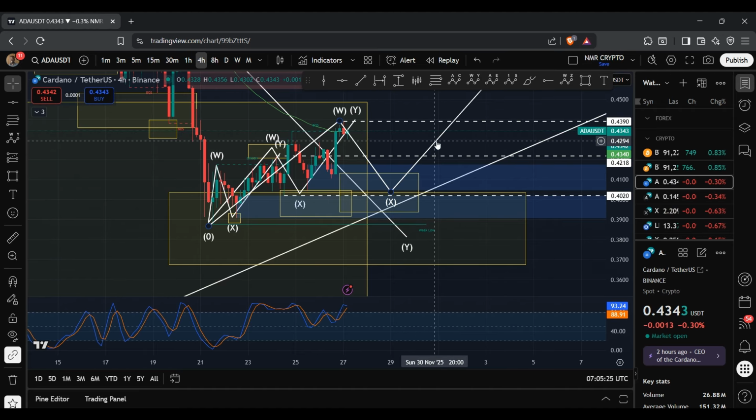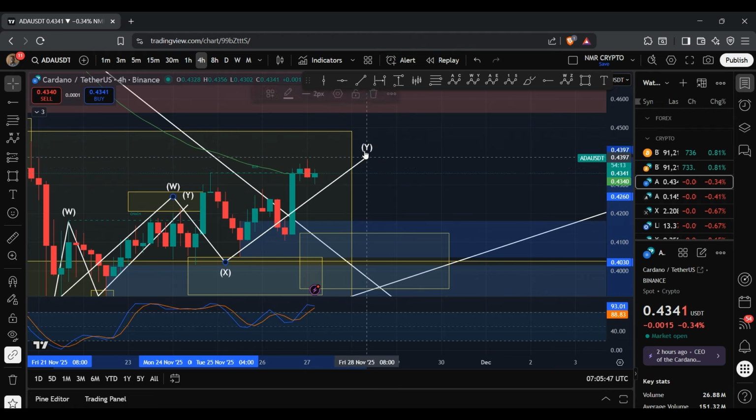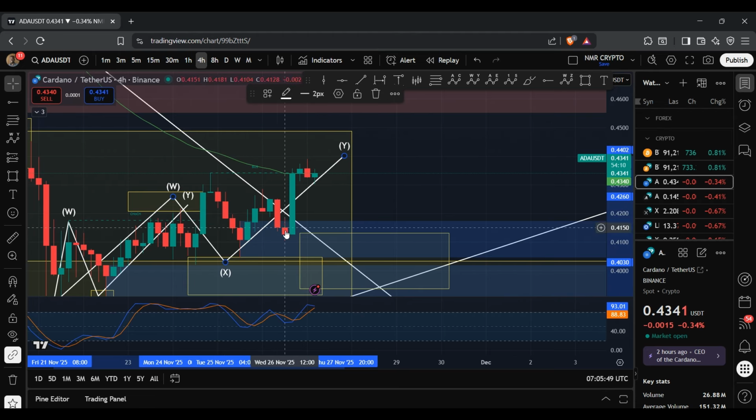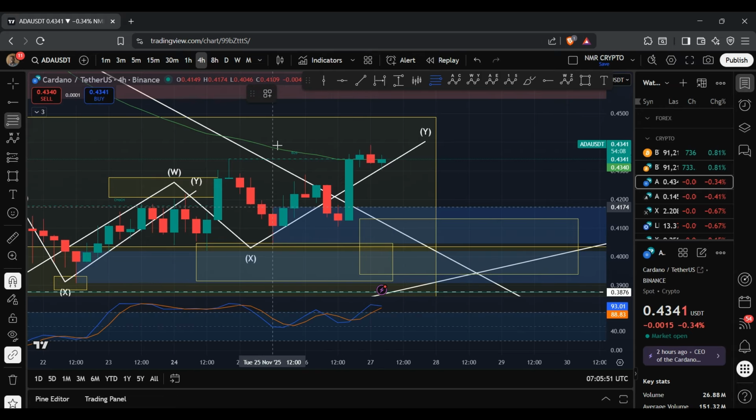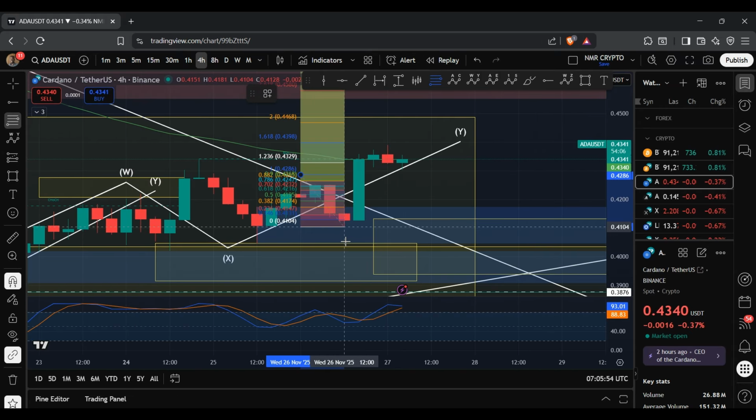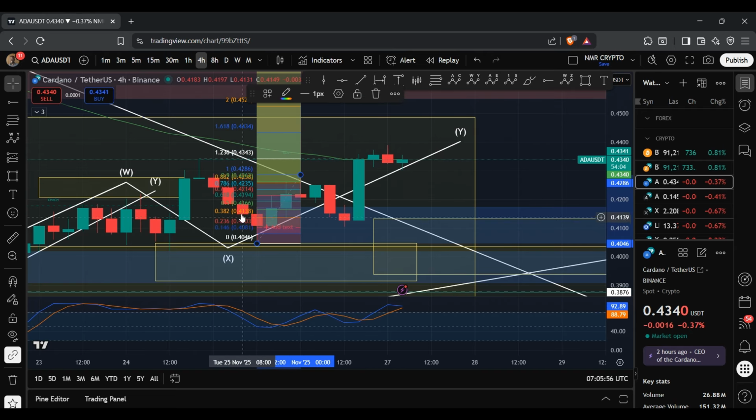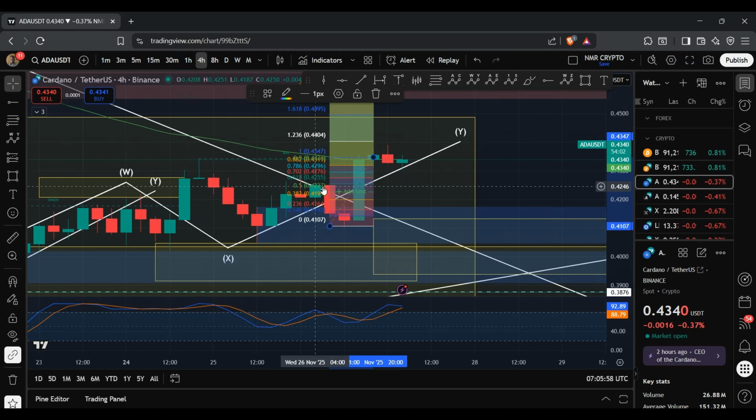And if I zoom in, it does look like what we had forming within this Y wave was an internal WXY structure. So if I bring in the fib tool once again and bring this down to 41.04 cents. So yeah, here you can see that we ended up once again tapping into that typical range for the Y wave between 1 to 1.236.